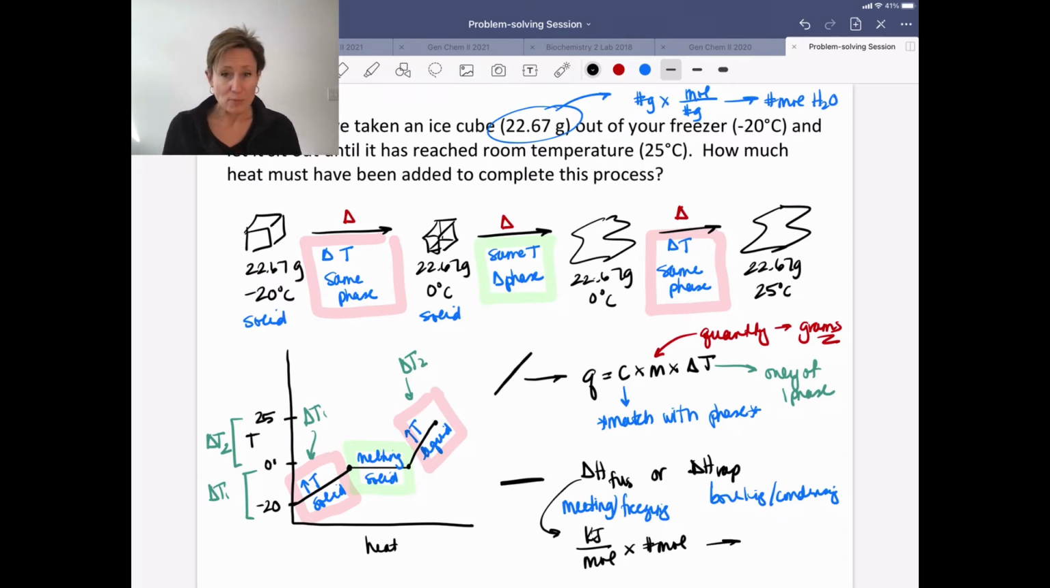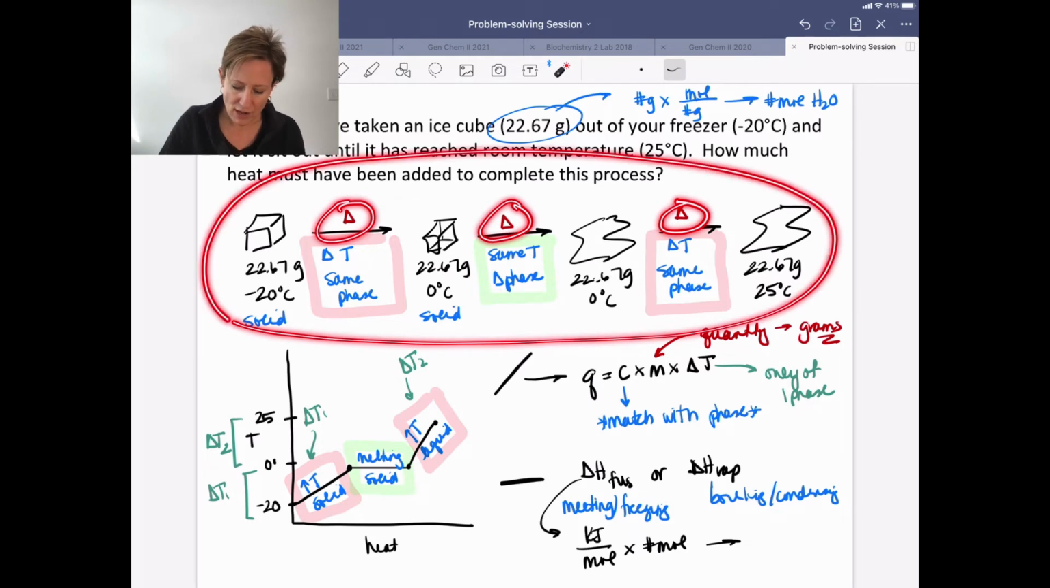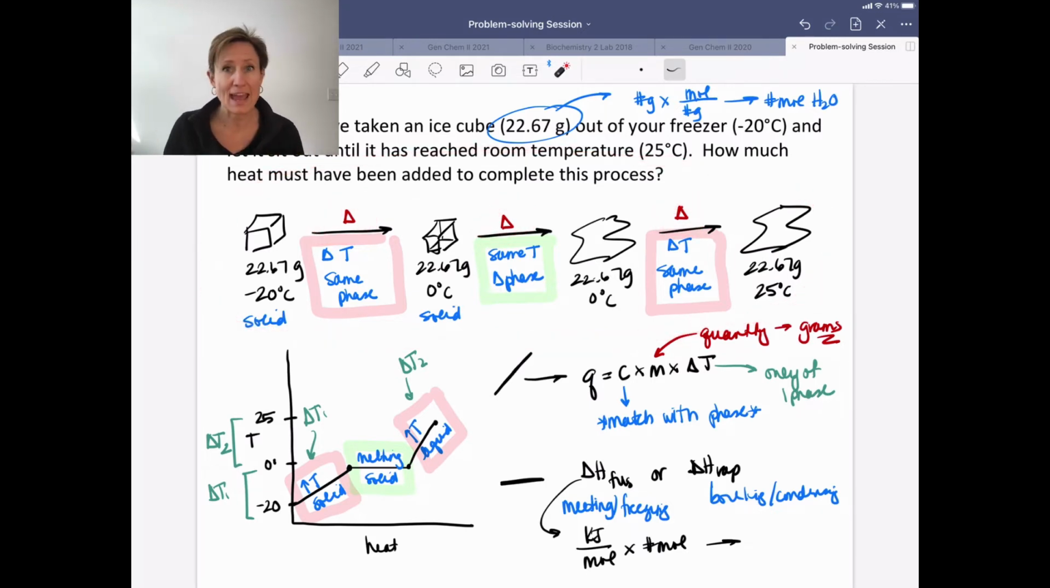Now, because I had three different processes, three different times that I was adding heat, if I want to figure out how much heat is required for the whole process, I add all of those heats up. So once I do these three different calculations, I'm going to add them all up, and that's going to give me my answer. Okay, so let's go ahead and try to do those calculations.